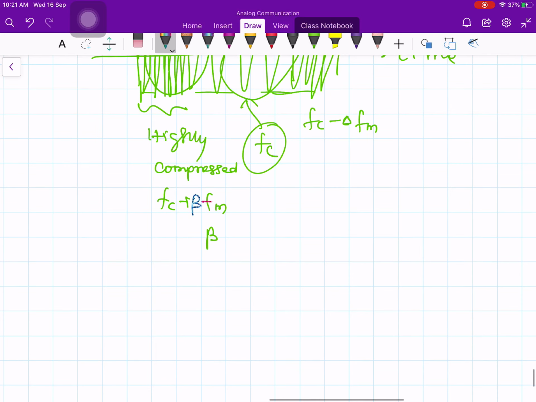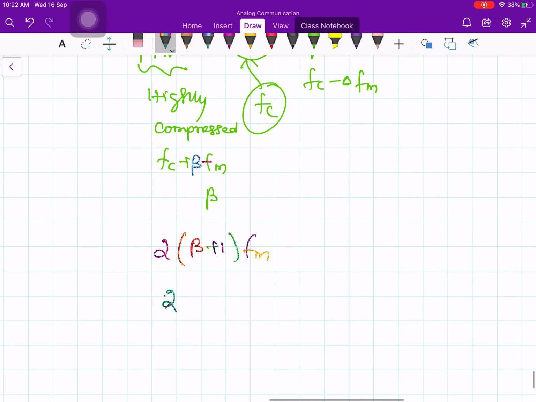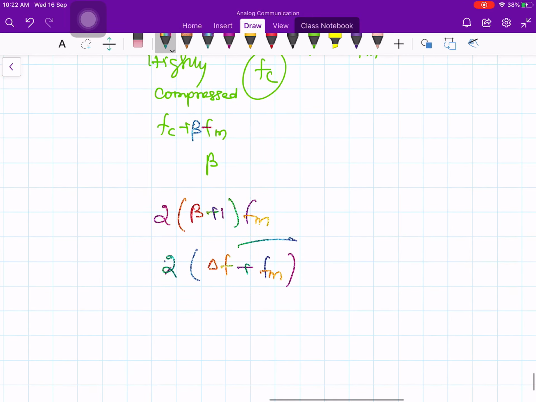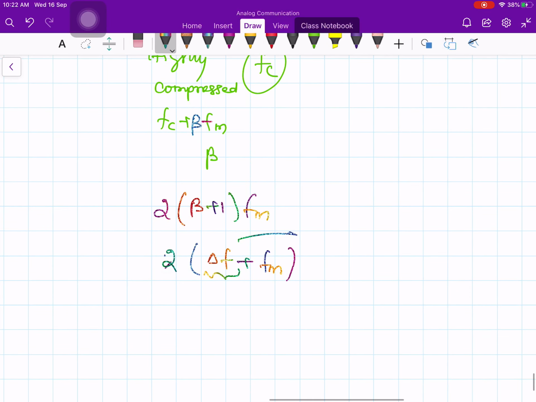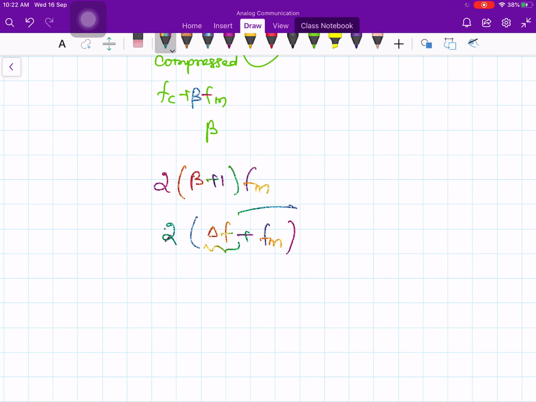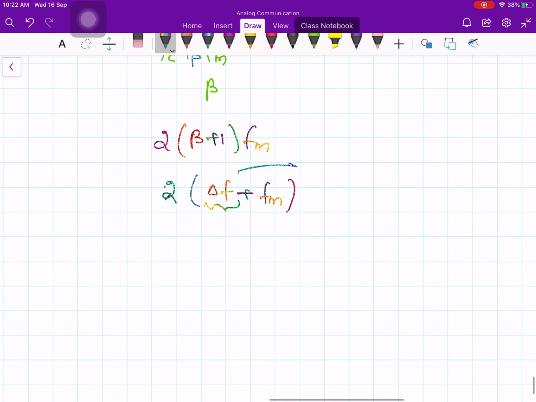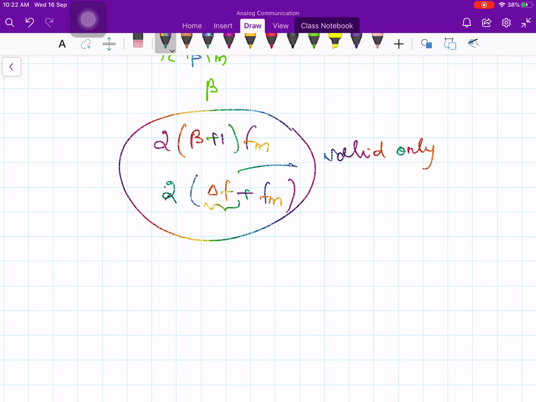Therefore, you can also write this formula as 2 times (beta plus 1) times fm, as 2 times (delta f plus fm), and this we just now derived. This delta f is called the peak frequency deviation. Now the analysis that we have just carried out is valid only for sinusoidal modulating signal. Modulating signal, not modulated signal, okay?